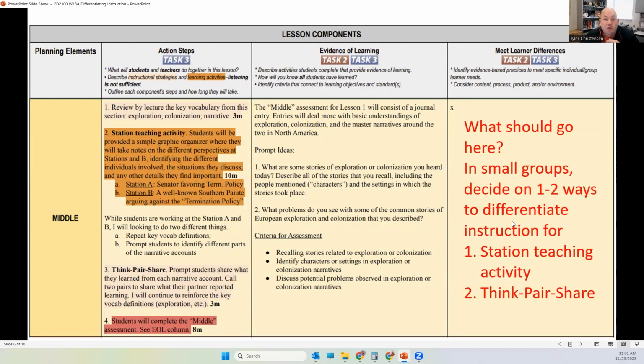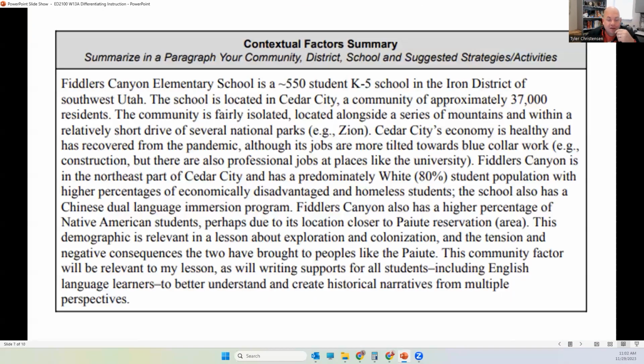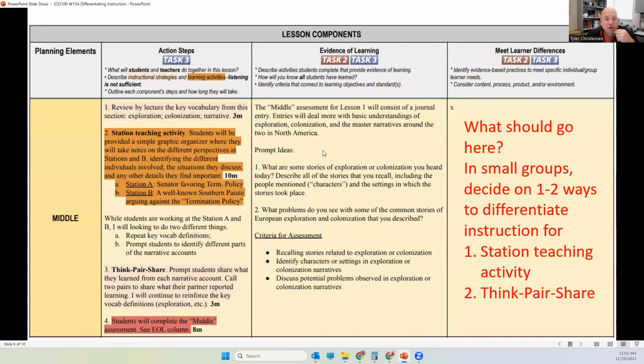Or we could introduce student choice. You can pair up with anyone in the class. And so we would put that here in this third column. Students can choose their partner for the think, pair, share. So you see that we have a lot of different things. Well, this takes us to, we have to think about assessments. Can you differentiate assessments? So if we come back to this and look at the middle column, we just have these two prompts. What are some of the stories of exploration and colonization? What problems do you see? Can we differentiate our instruction and give different prompts to different students?